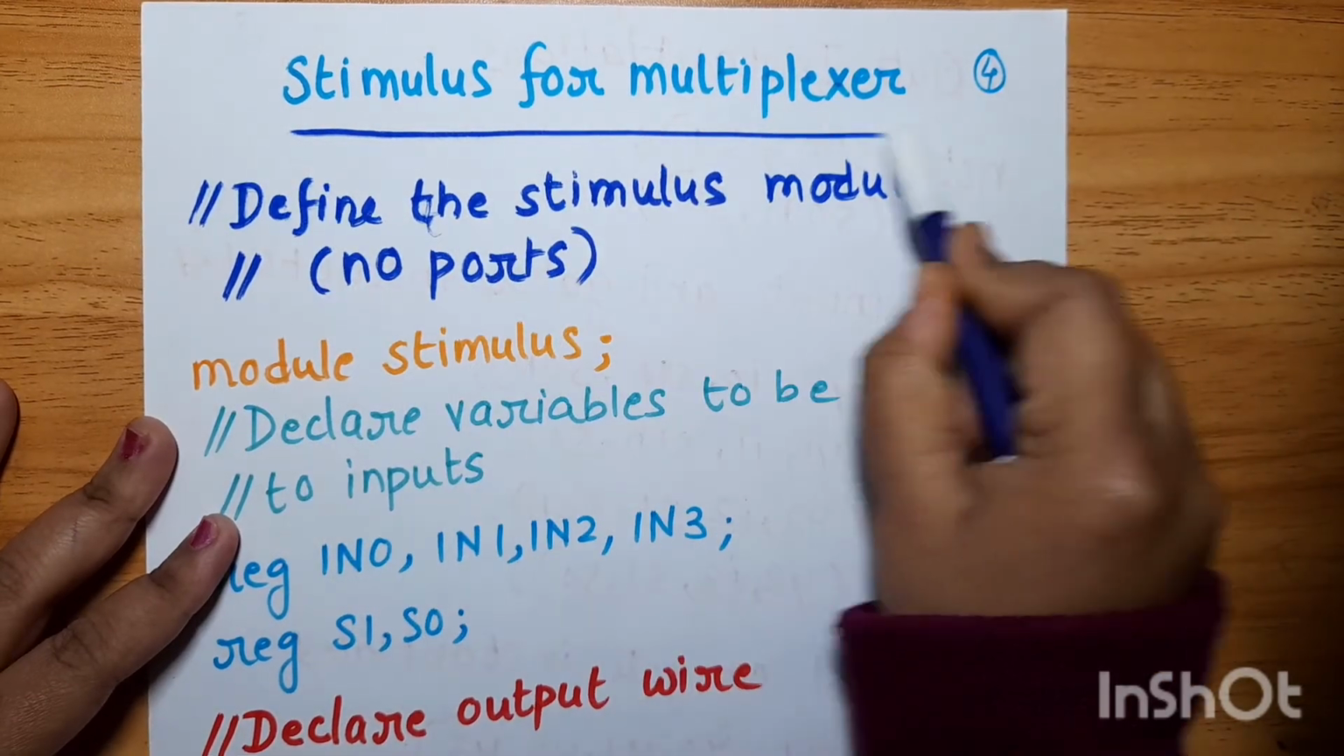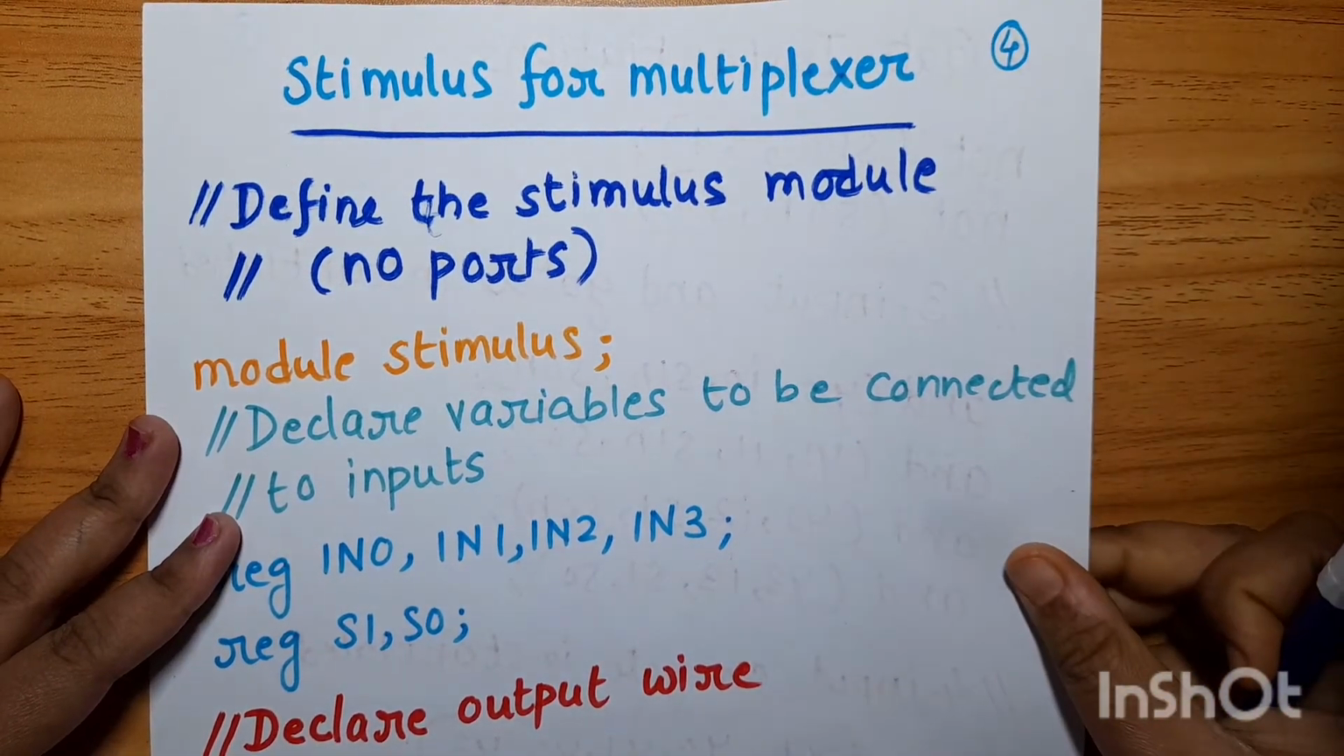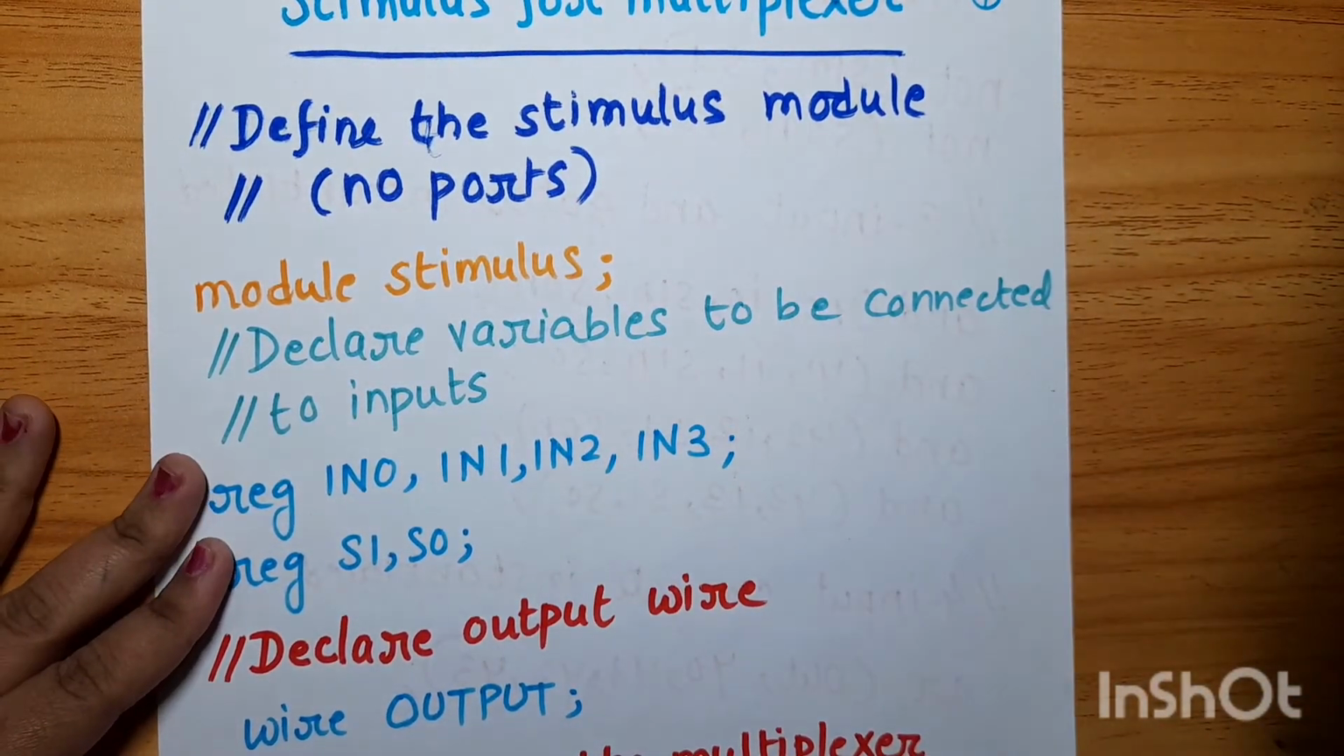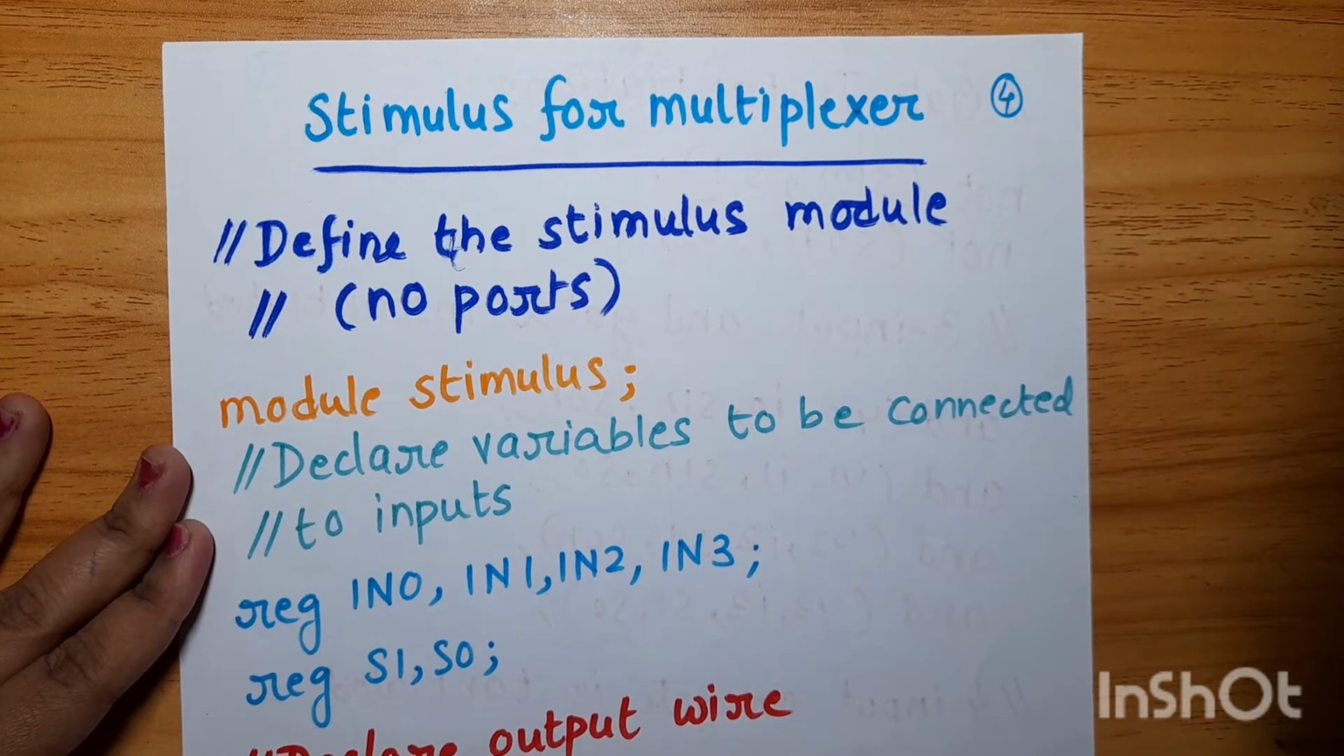Now I am providing a module stimulus for the multiplexer. Stimulus means sending the values of the inputs and the select lines.